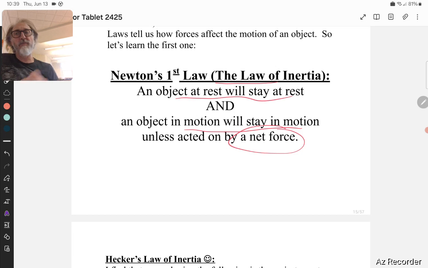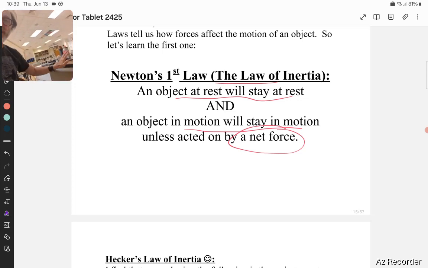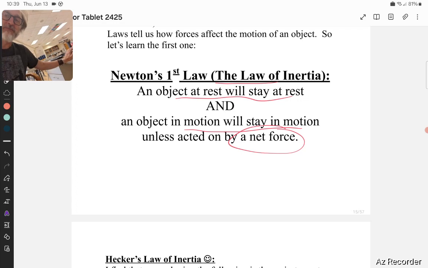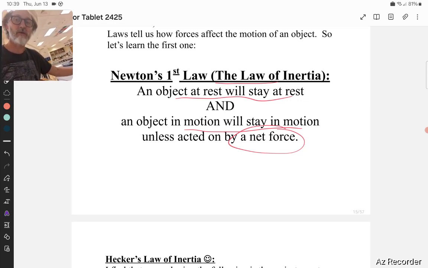A lot of times teachers say an object at rest will stay at rest, and an object in motion will stay in motion unless acted on by an outside force. I don't love that because it makes it sound like every outside force will change the motion of an object, and that's not the case. As I showed you in the last video, here's an outside force on my desk, but it's still not moving, because my force isn't enough to overcome friction, and so the desk doesn't slide.